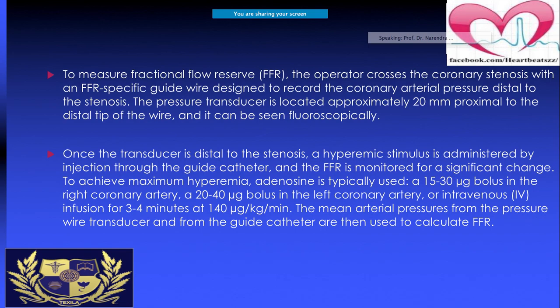To achieve maximum hyperemia, adenosine is typically used, for which you can use a 50 to 30 microgram bolus, typically for the RCA, otherwise 20 to 40 microgram for the left coronary artery. Otherwise, even an intravenous infusion can be given at the rate of 140 microgram per kg per minute for 3 to 4 minutes.